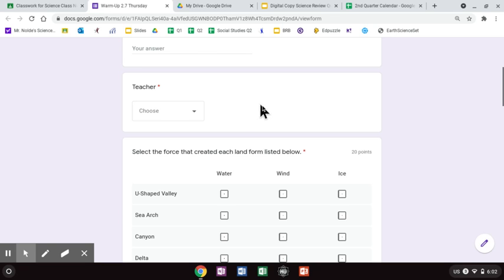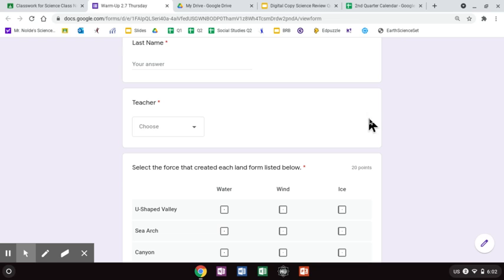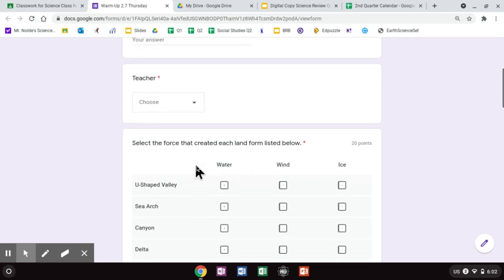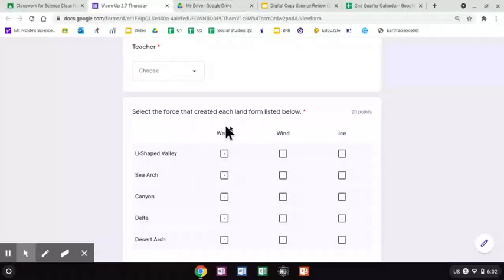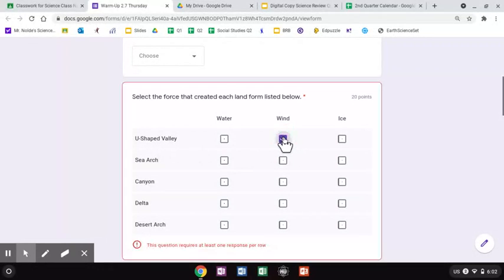All right, we're looking at the warm-up for today, Thursday. 2.7, your quiz is tomorrow, so we're going to go over this. Select the force that created each landform. We either have water, wind, or ice, and we're going to pick based on each landform what creates it. So U-shaped valley, remember, U-shaped valleys are created by glaciers. And so that would be ice.